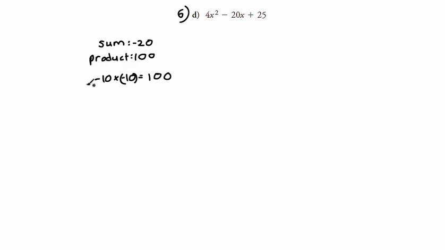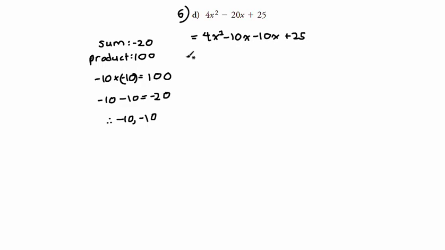And the reason why I'm doing this minus 10 times minus 10 is because the sum is a negative number. And when we find the sum, minus 10 minus 10 is indeed equal to minus 20. So the two numbers that work for these two cases are therefore minus 10 and minus 10, the same two numbers. So when we decompose the middle term, we get 4x squared minus 10x minus 10x plus 25. We factor these two and then we factor these two.